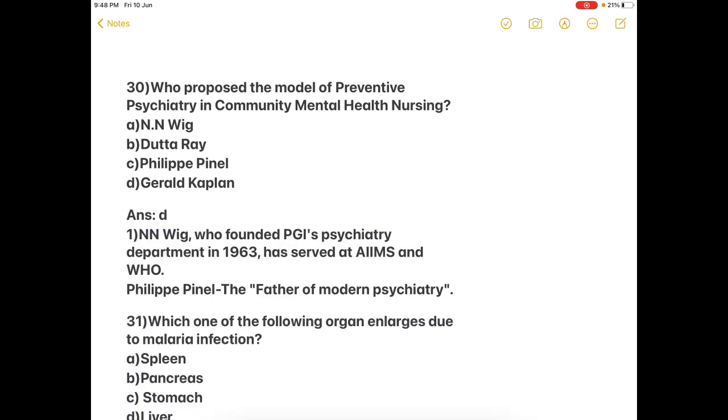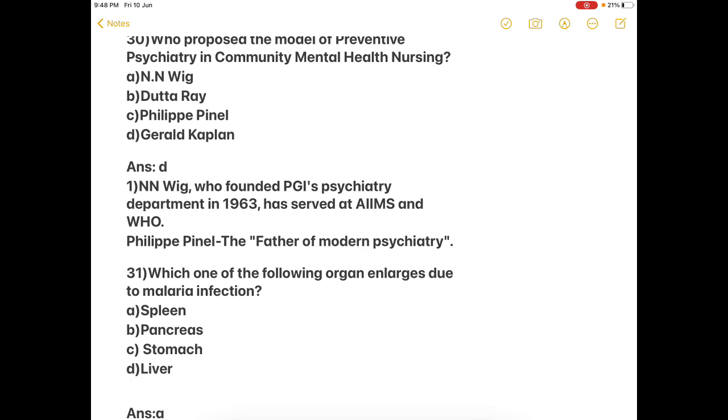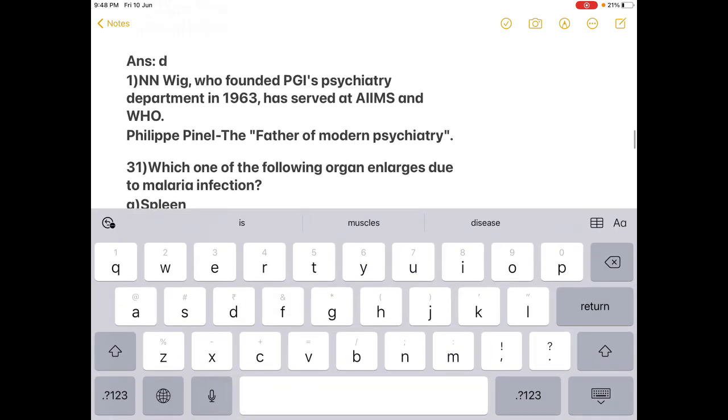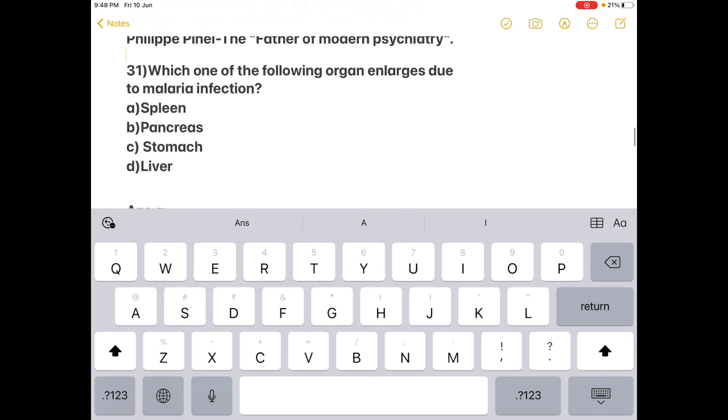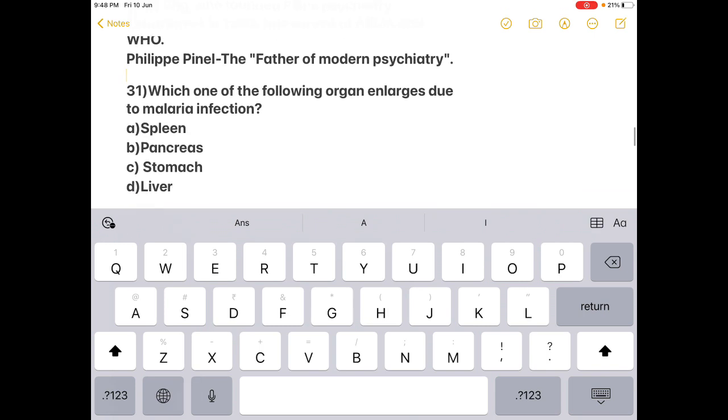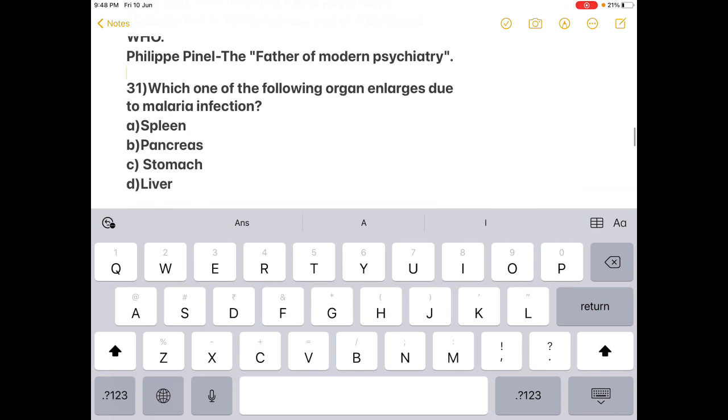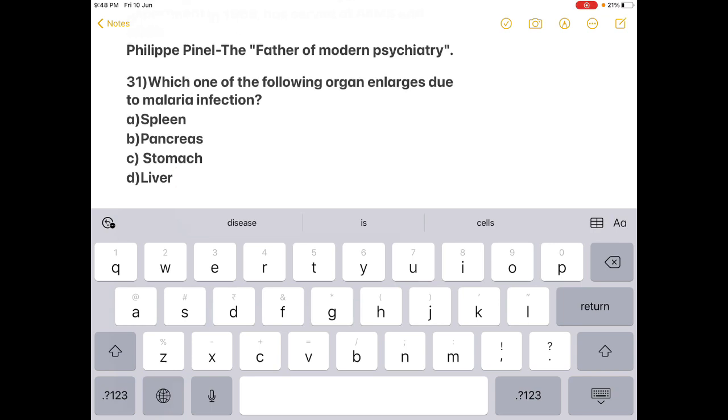We'll see who is this N. Vick. N. Vick is the person who founded the PGI psychiatric department in 1963 and he has served as AIMS and WHO. Philip P. Final is known as the father of modern psychiatry. This is also a very commonly asked question. Kindly note, the father of modern psychiatry is Philip P. Final.